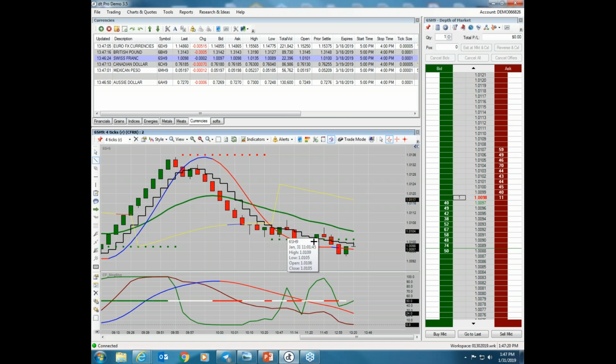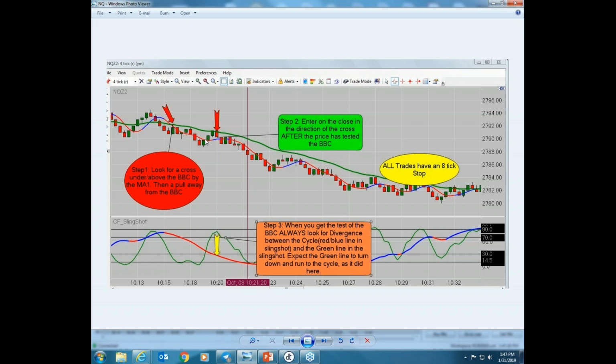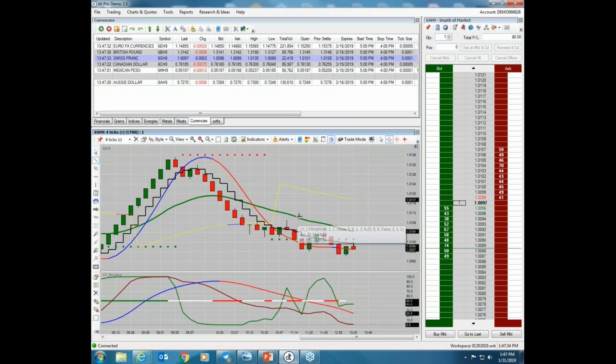Number two, after the cross, you engage the trend line, right? After the cross, what do we expect to happen? The normal thing for the market to do is to gravitate toward the BBC, right? Here's the market in the Swiss franc trying to gravitate toward the BBC. What you have to get in the habit of doing is drawing trend lines, because in the end, you never know if it's going to get to this green line. So you have to get in the habit of drawing trend lines.